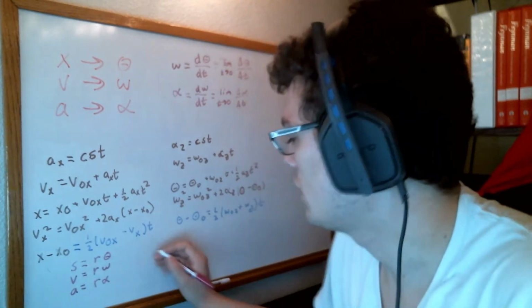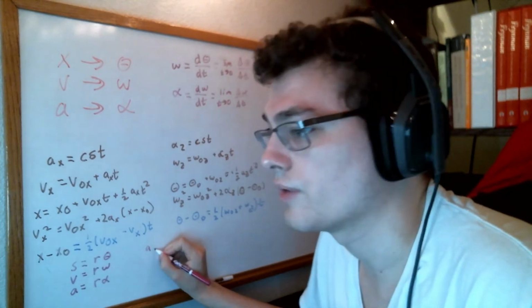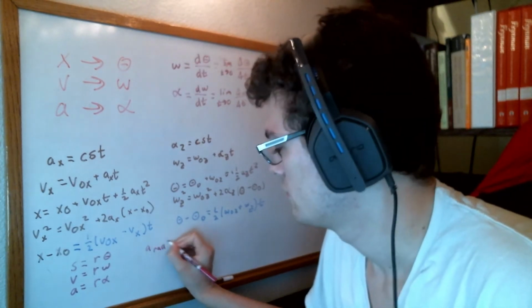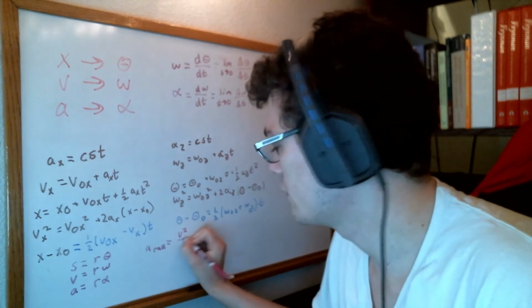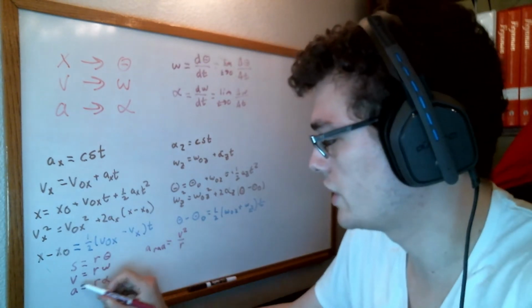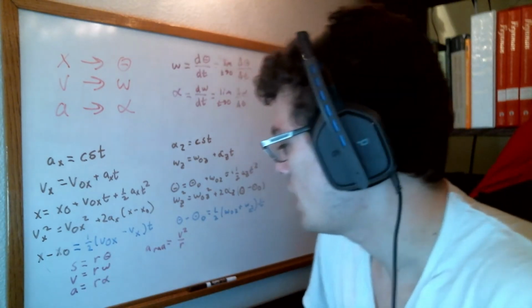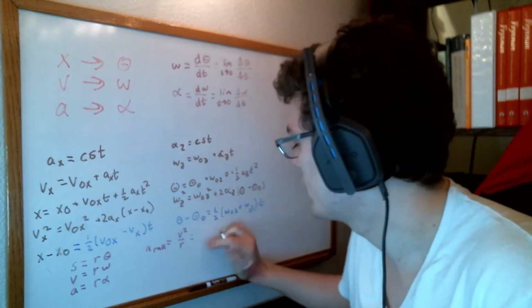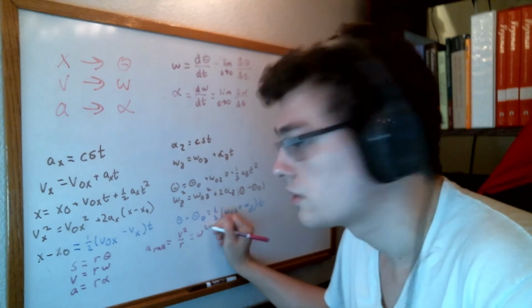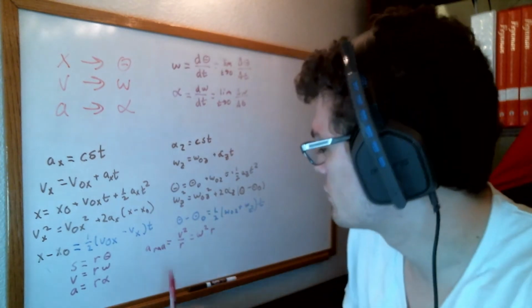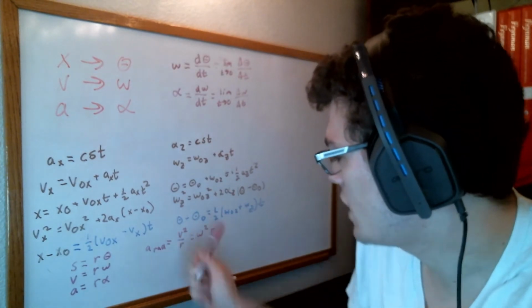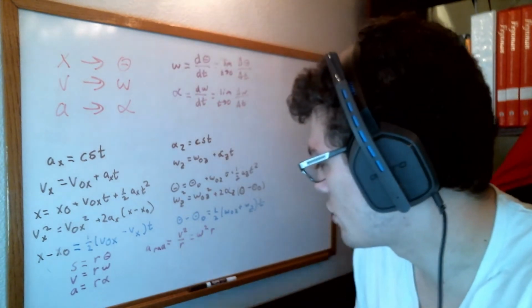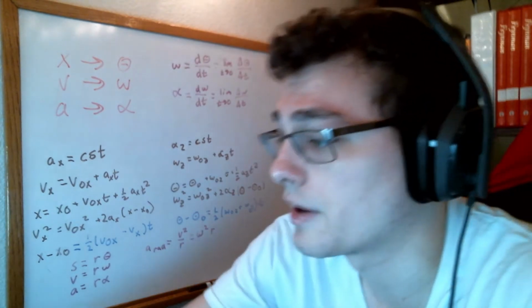So we can also say that, remember, a radial was equal to v squared over R. Well, we can put in what v is supposed to be equal to, right? And so then that's going to yield omega squared R. Because we have an R squared and an omega squared on top, one of those R's is going to cancel with the R on the bottom, and this is what you're going to be left with down here.